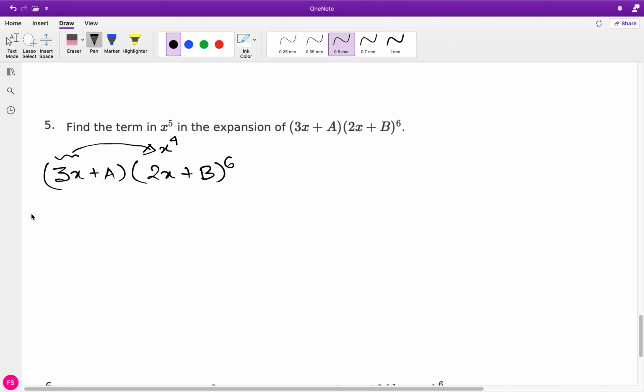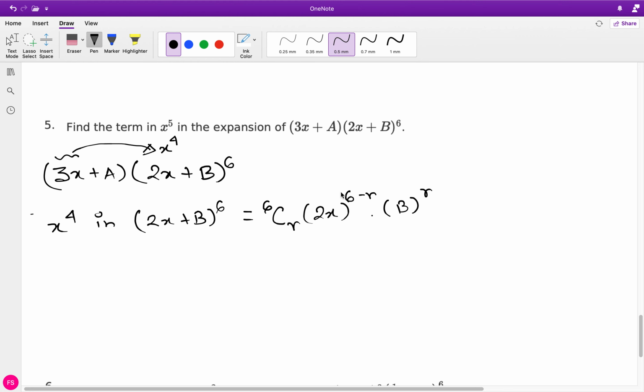So that's one possibility. You want to find x to the power of 4 in 2x plus b, this thing first. So let's do this thing first. According to our formula, I am going to have 6 choose r times 2x to the power of 6 minus r times b to the power of r. You want this power to be 4. That means 6 minus r has to give you 4. If you move the 4 to this side, your r is going to be 2. That means the value of r has to be 2. You don't even need to do this.